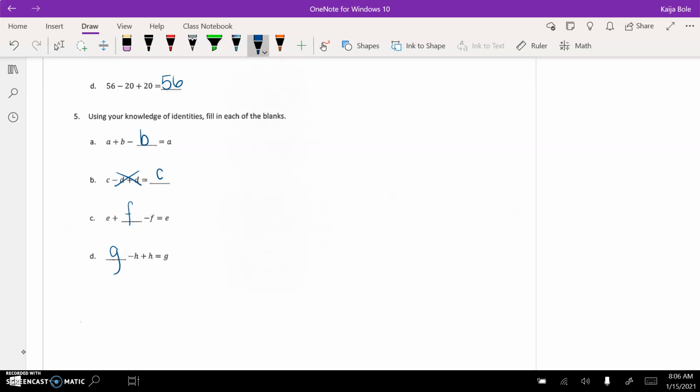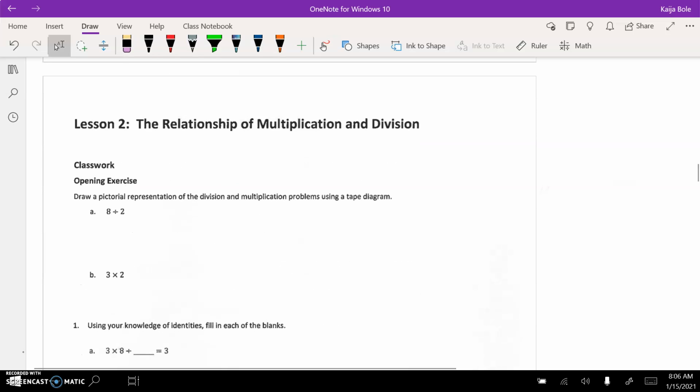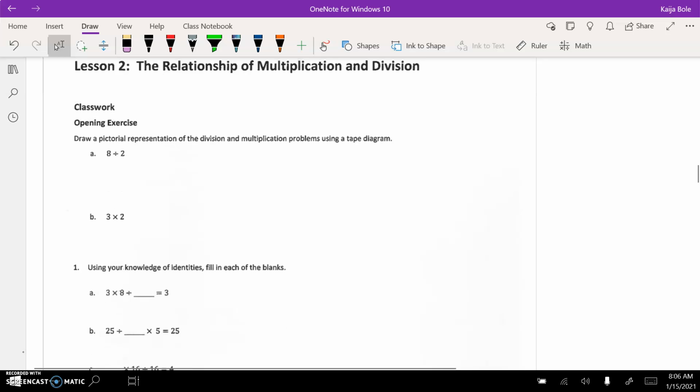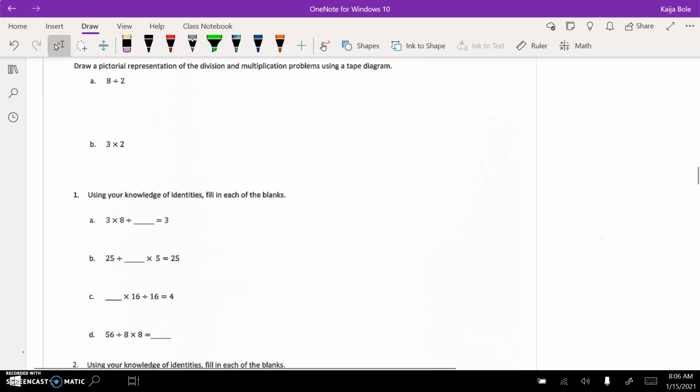Okay, so don't overthink it. It's really not as hard as you think it is. Now, if you go into the next page, one more page here with the lesson 2, it's the same thing now, just with the multiplication and division. It's the same idea. So we're going to skip the first part.